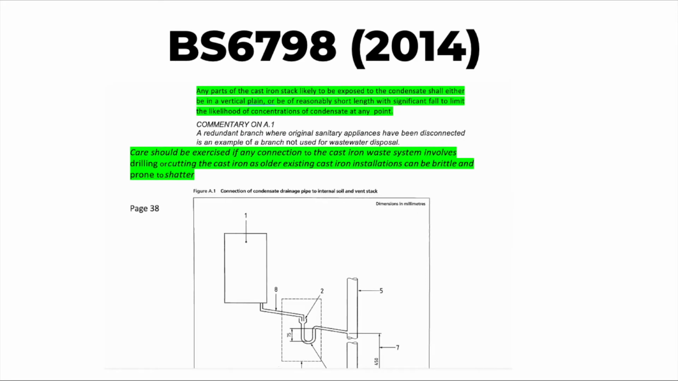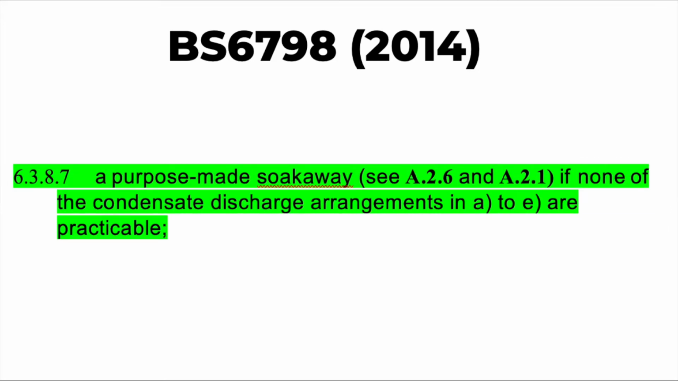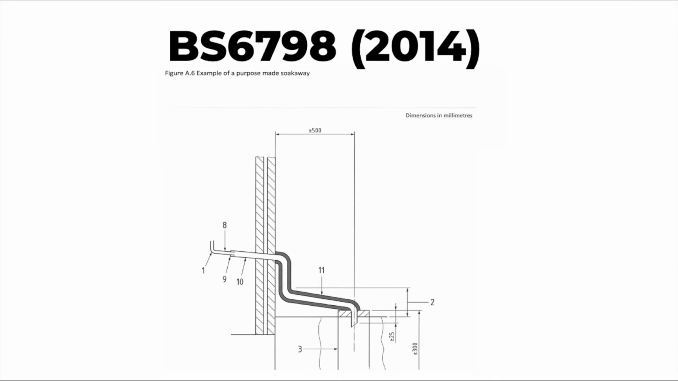This part is referring to connecting to cast iron soil stacks, stating to connect into the vertical or the shortest length possible, and also take care when drilling as it's prone to shattering. If there is no drain available, then a purpose-made soakaway can be made. This is a diagram showing a soakaway.